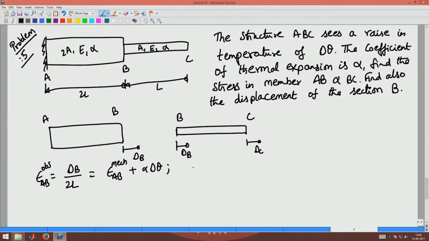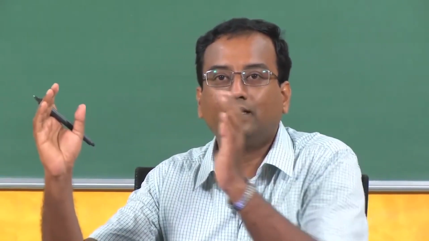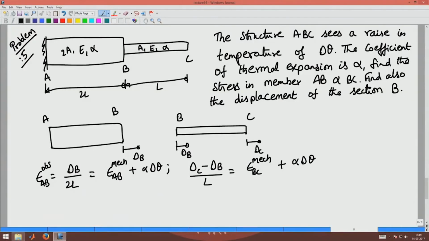Similarly, for BC, the strain would be delta C minus delta B by L, that is coming from a strain displacement relationship. B moves by delta B, C moves by delta C. So, the strain would be the difference between the displacement of C and B, that is delta C minus delta B by the length of the member, which is L. This will be equal to the mechanical strain in BC plus alpha delta theta, which is again the strain in member BC due to thermal effects.